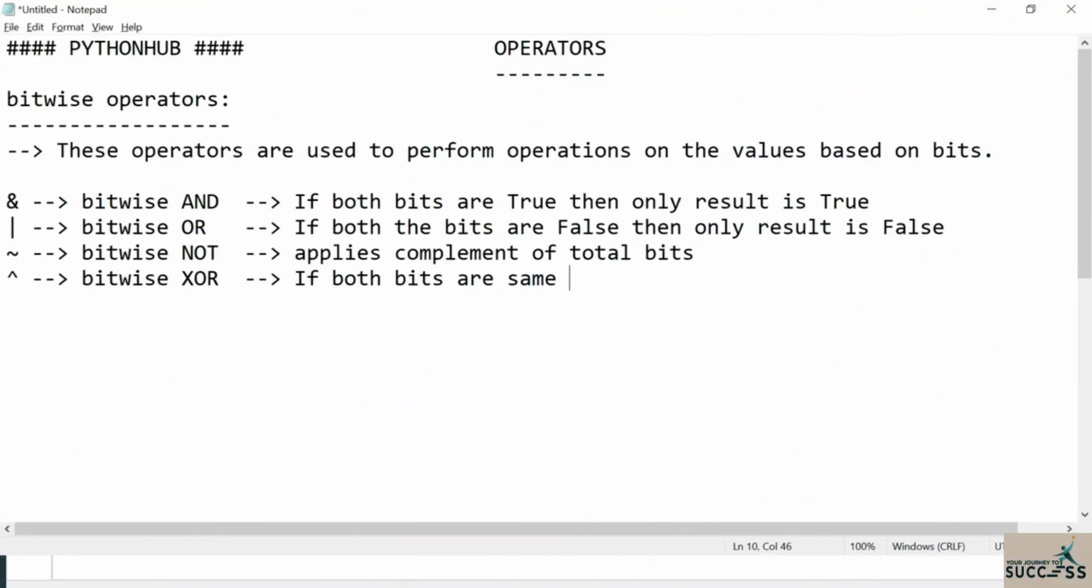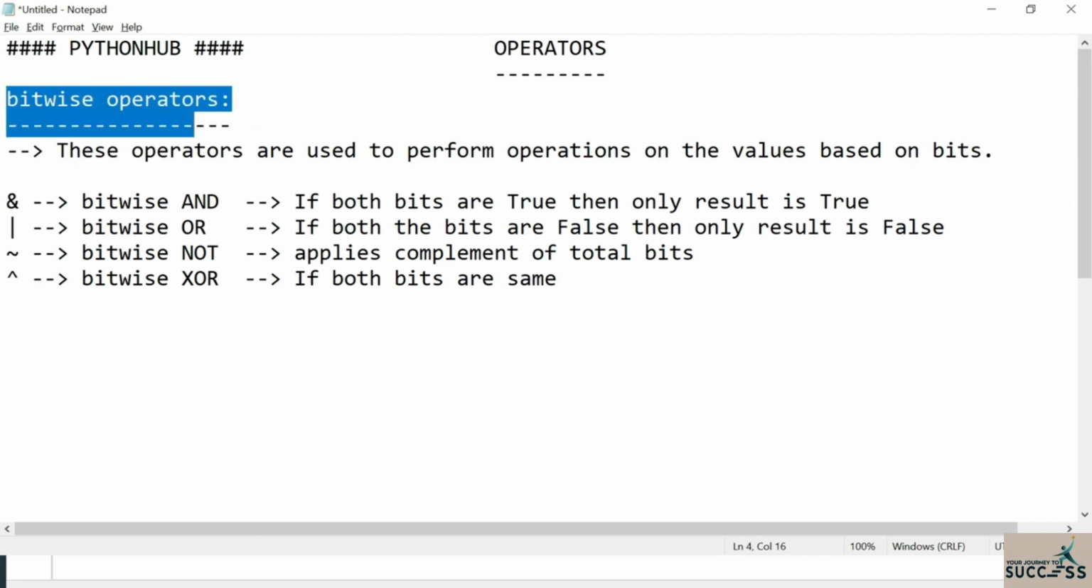Hello all, in this tutorial we are discussing the next kind of operators present in Python, that is bitwise operators. Bitwise operators are operators that perform operations over the bits, that is, binary data. So these operators will perform operations on binary data. Let us see all these bitwise operators one by one.